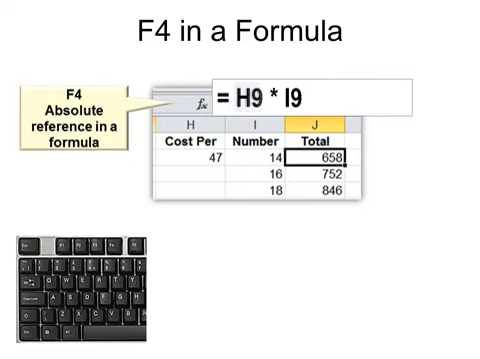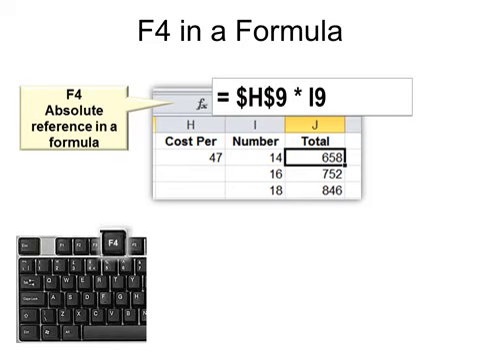So instead I highlight H9, and then I hit F4. F4 is a function key, down above the number keys on your keyboard, and it automatically puts in these dollar signs, which makes this an absolute reference. So now if I use Control D or my autofill, it will always be H9. All the others will change, but this will always stay the same.